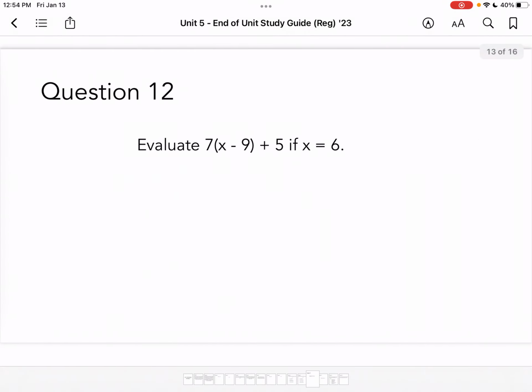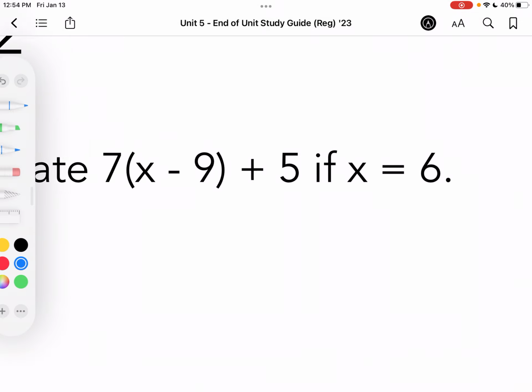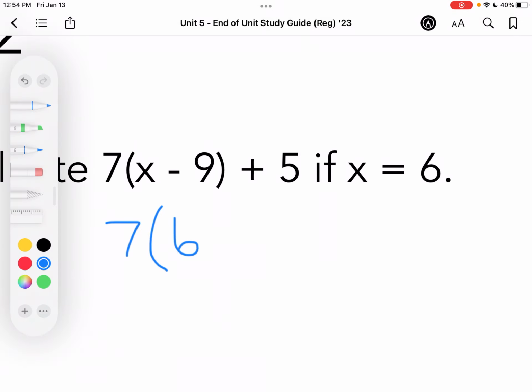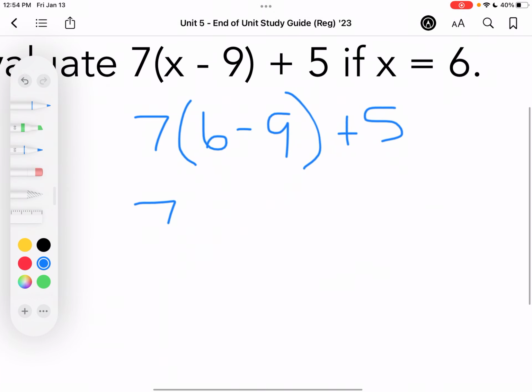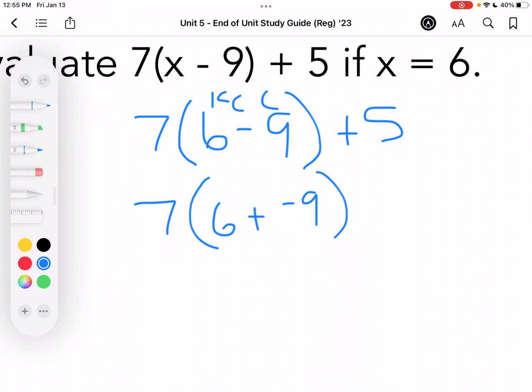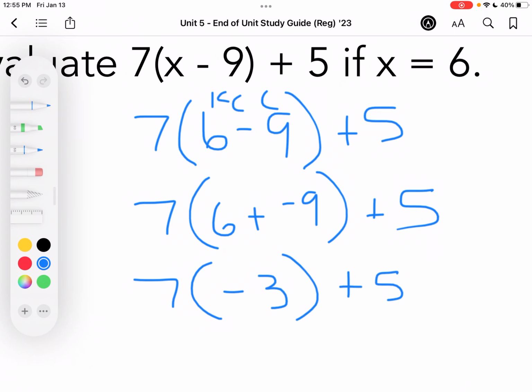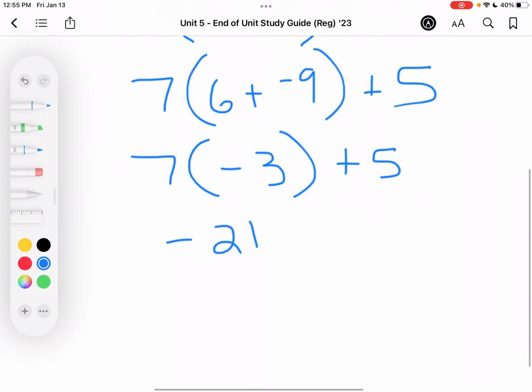They want us to evaluate if x is 6. So 7 and then 6 minus 9, keep, change. That would be 6 plus a negative 9. So 6 plus negative 9 would be negative 3. So that would be negative 21, because when the signs are different, my answer is going to be negative. So that's going to leave me with negative 16.